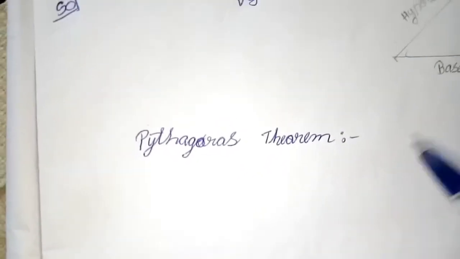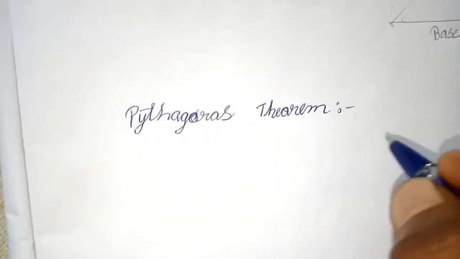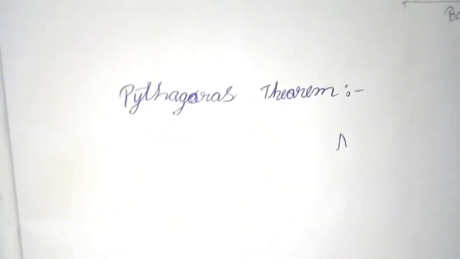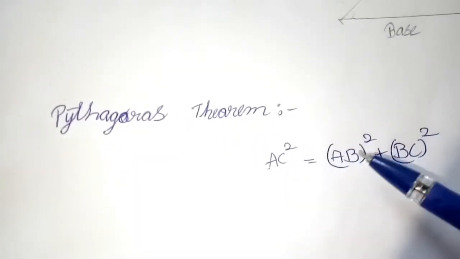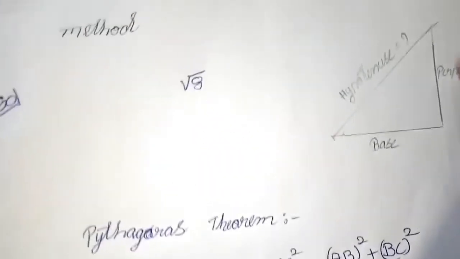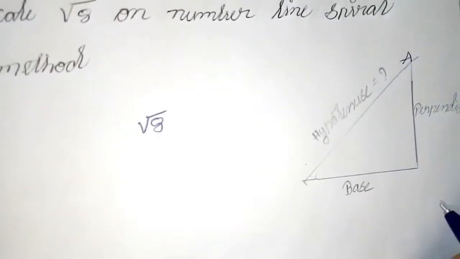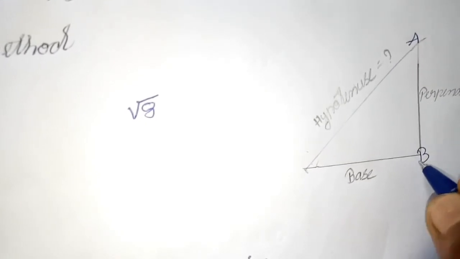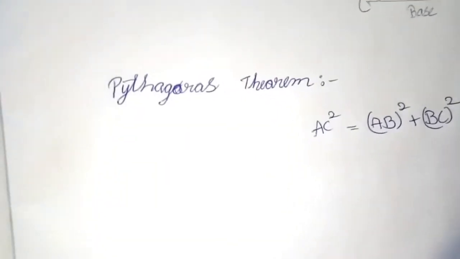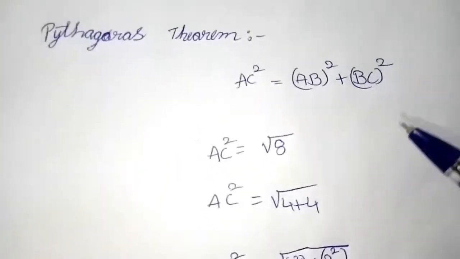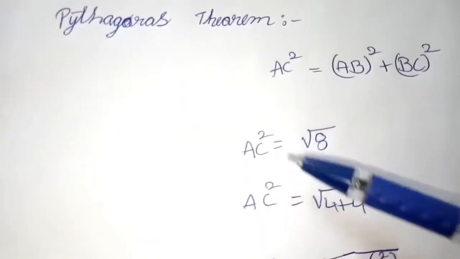Pythagoras theorem: AC square is equal to AB square plus BC square. Here this is A, this is B, and this is C. Here AC square is equal to 8. Our question is root 8, so AC is equal to root 8.